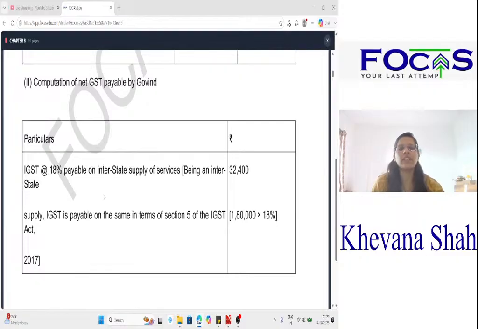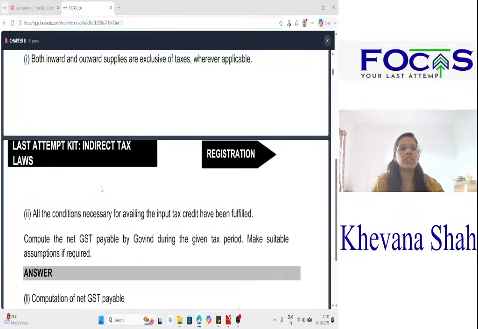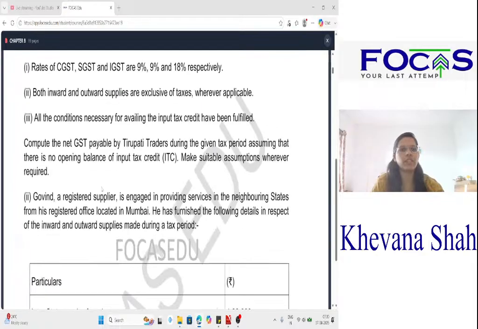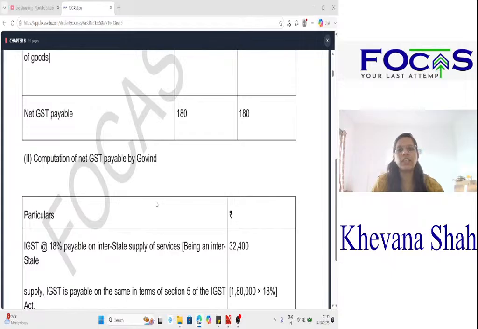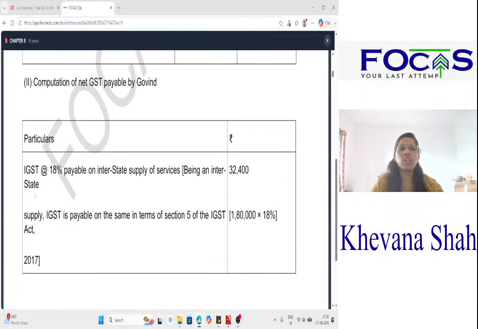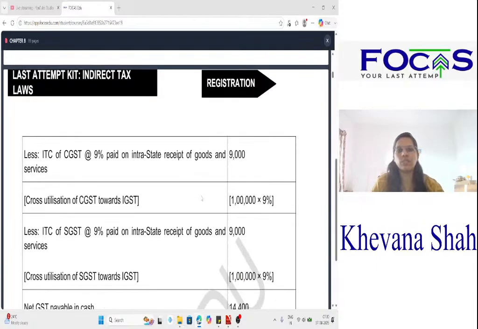Okay, so you have this interstate supply of services. Since that is an interstate supply of services, we are given 1,80,000. On that, IGST at the rate of 18% will be leviable, and then we have receipt of goods and services within the state, that is your intrastate receipt. So let's check what we are doing. IGST at the rate of 18% will be paid on this interstate supply of services. On 1,80,000 at 18% comes to 32,400.